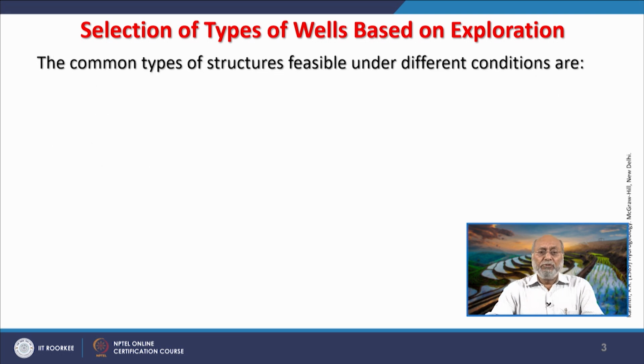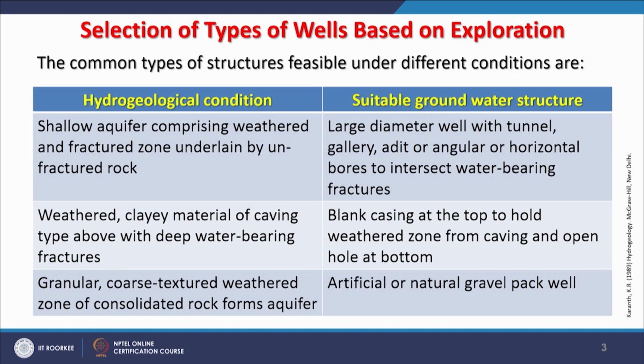Now, the common types of structures which are feasible under different conditions. Two major conditions are: either we have alluvials or soft rocks, or very hard rock, like granitic terrain, metamorphic terrain and so on. So we will compare the hydrogeological conditions with the suitable groundwater structures possible in those conditions.